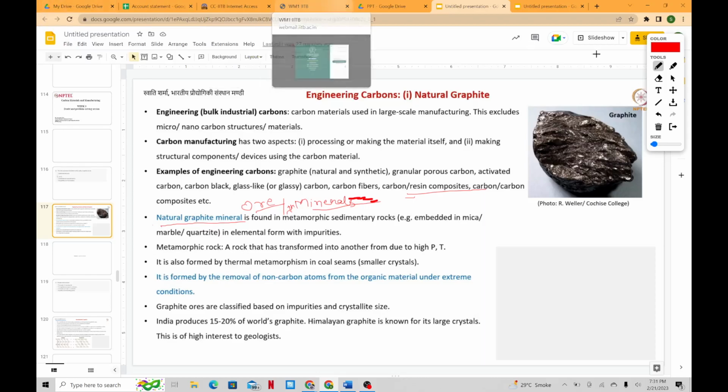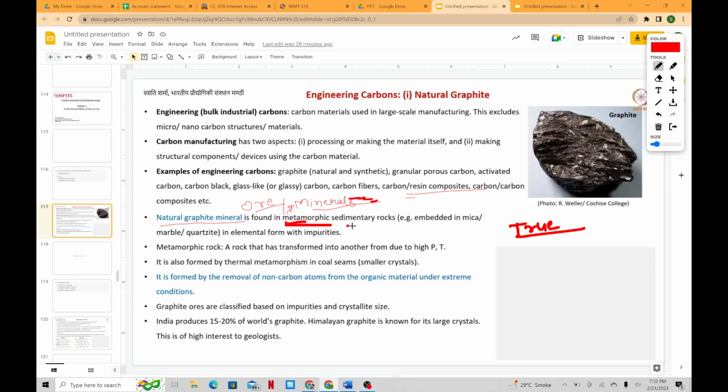That is also right, but you can define it from many perspectives. If I give you one statement, can all minerals be ore, or can all ore be a mineral? Which one is true? Minerals are derived from ore. Okay. So there are many new terms coming: natural graphite mineral, ore.